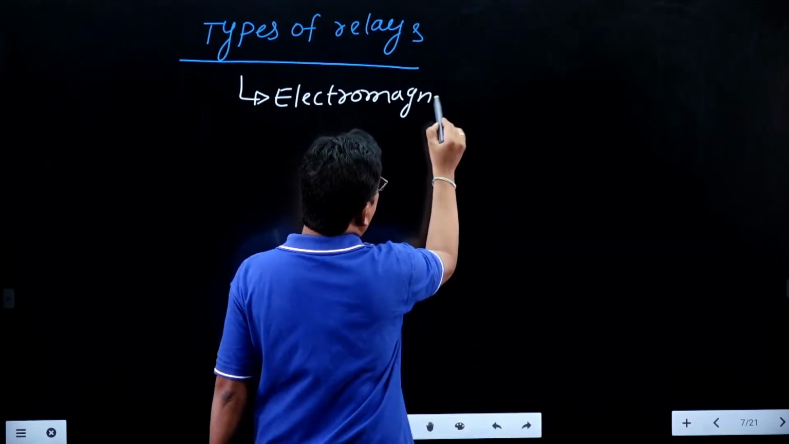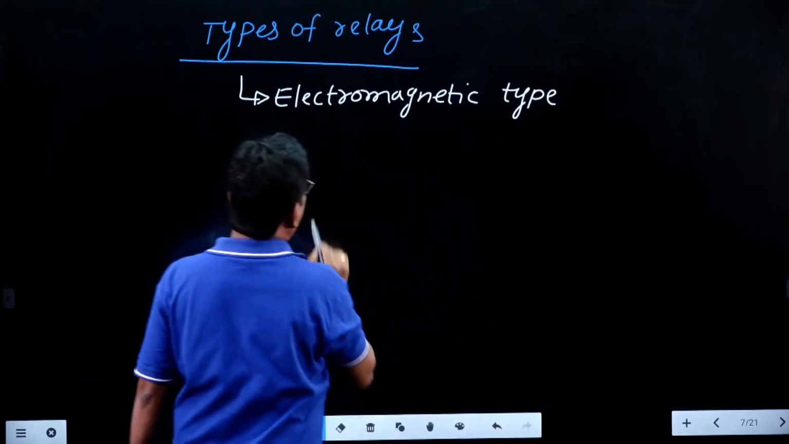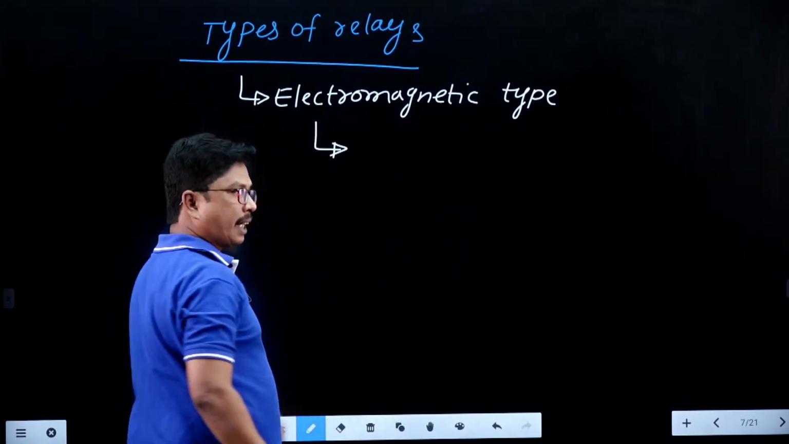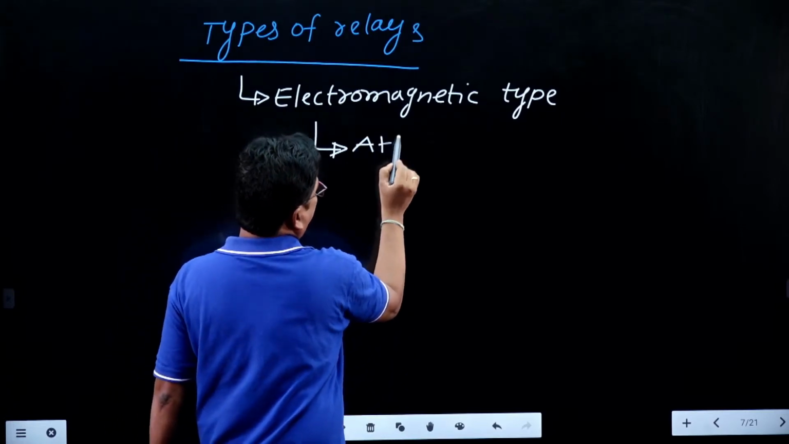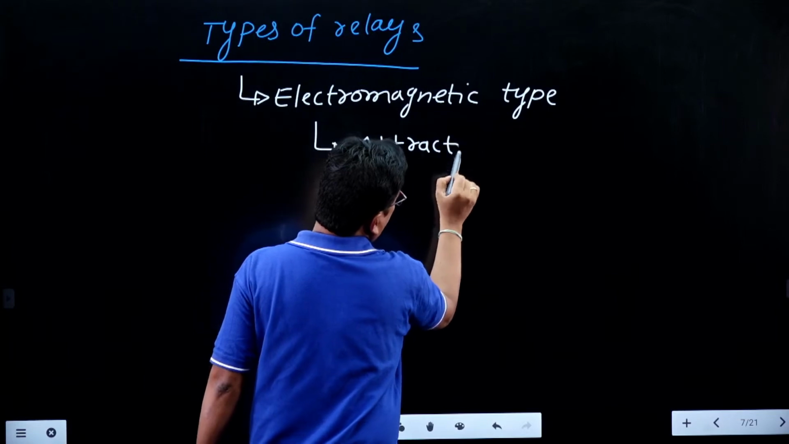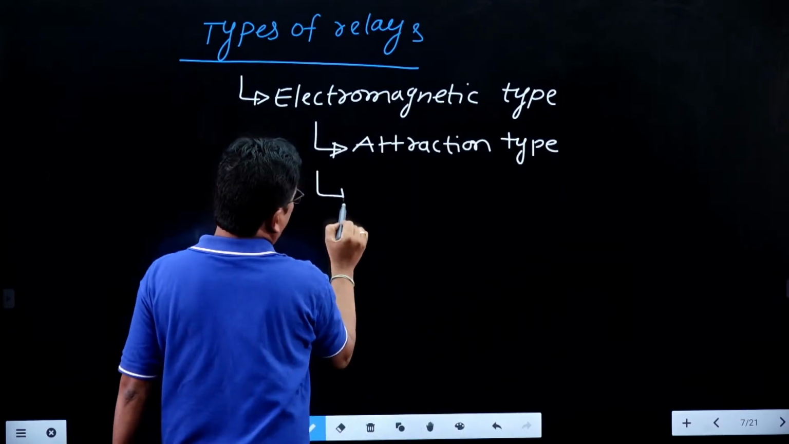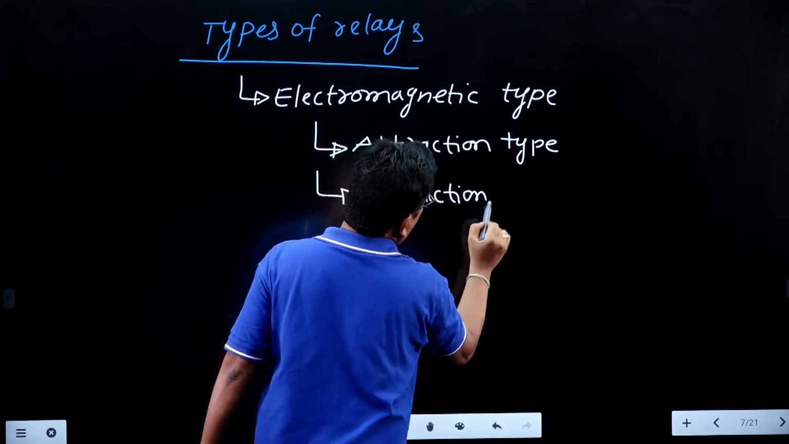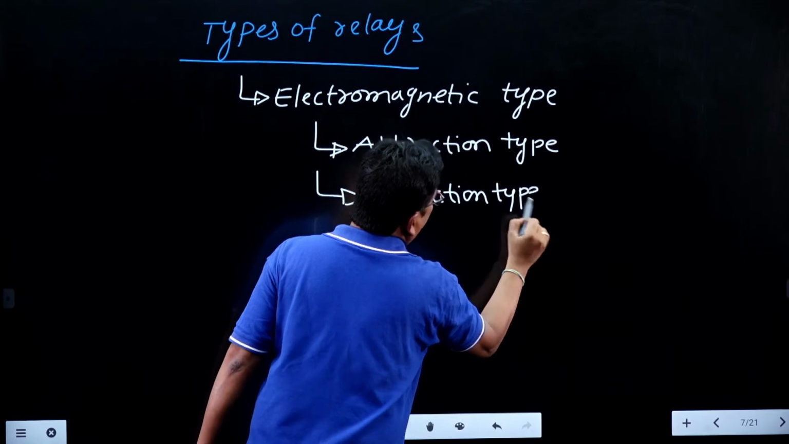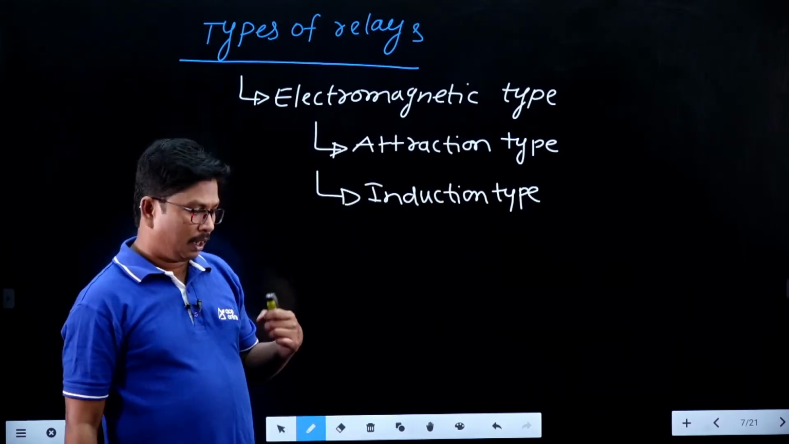Magnetic type relays. So in that, electromagnetic attraction type and electromagnetic induction type. So we can take attraction type and induction type, we are having. In attraction type also we are having several classifications.